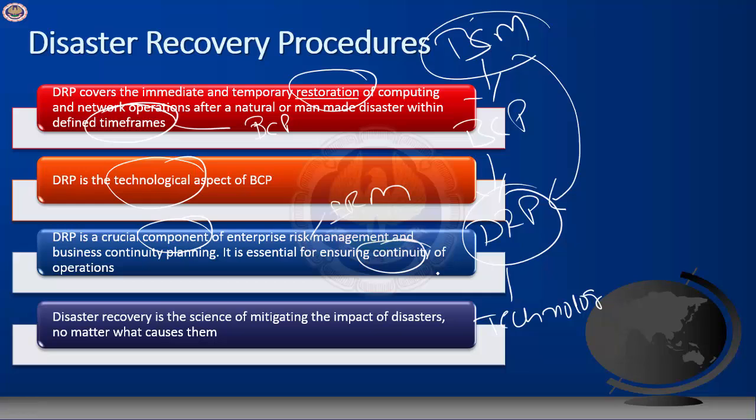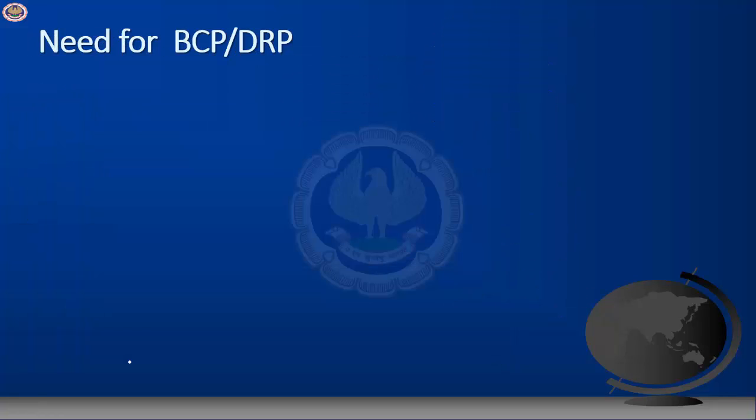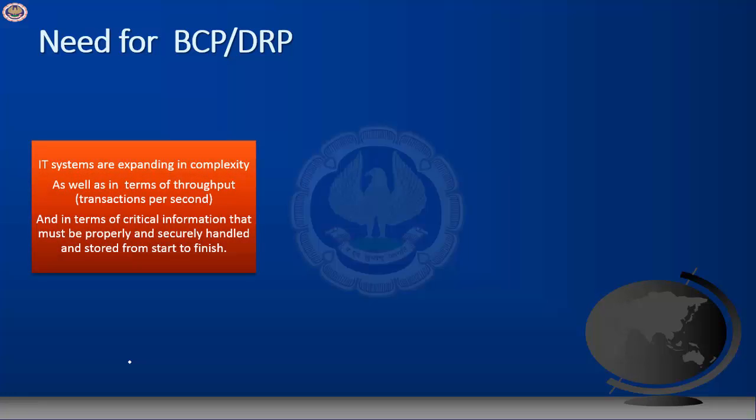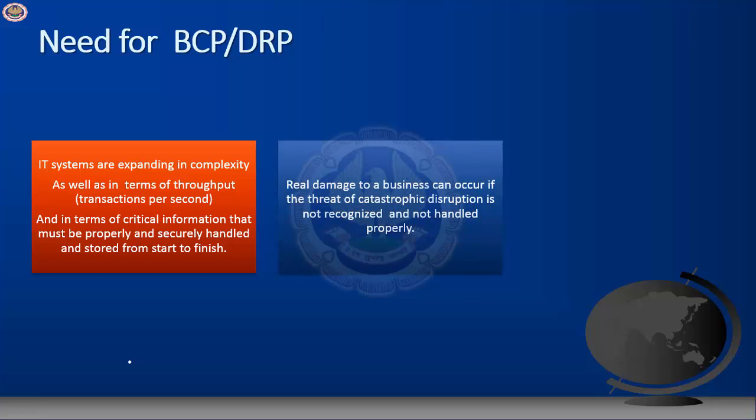If you look at the definition, disaster recovery is a science of mitigating the impact of disasters, no matter what causes them. I think this should summarize the discussion about what disaster recovery is and the distinction between disaster recovery, business continuity planning and business continuity management. Why does an organization require business continuity planning or disaster recovery? This clearly demonstrates what we need to know. We already discussed this in detail, so I'll not get into this aspect in more detail.